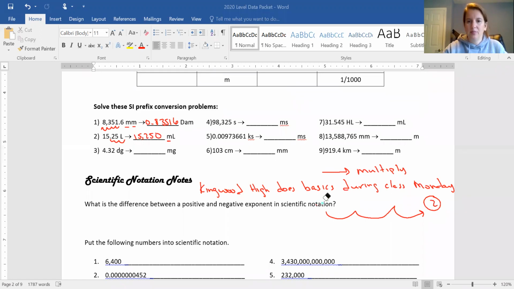So let's do the next example. DG to MG. So DG, that is right here. MG is right here. So remember, I'm looking at that first letter. So I have to move my decimal point 1, 2. So basically, I have to multiply this by 100. So I would get 432. Let's take a look at, I'm trying to think, find one that goes in the other direction.